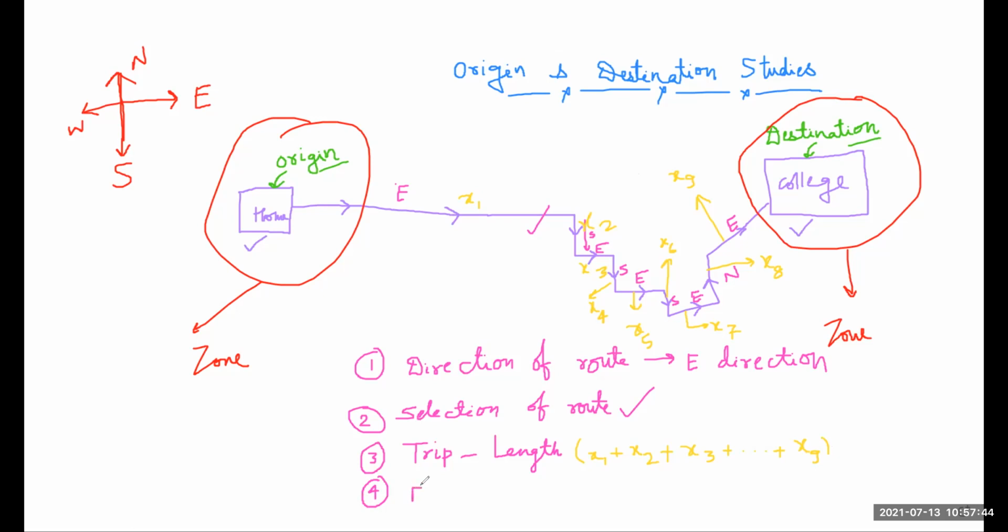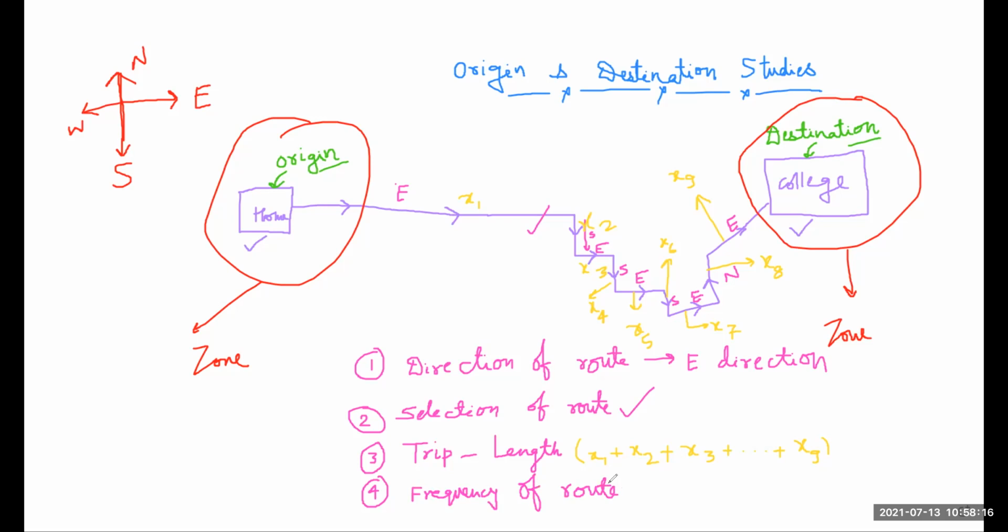The third point we get from origin and destination study, number 4, is basically your frequency of trip. So how many times you travel on this particular road? From observing this route, that means from traveling from your home to college, the frequency of route you fulfill is only one. So also from destination and origin study we get the frequency of our route.